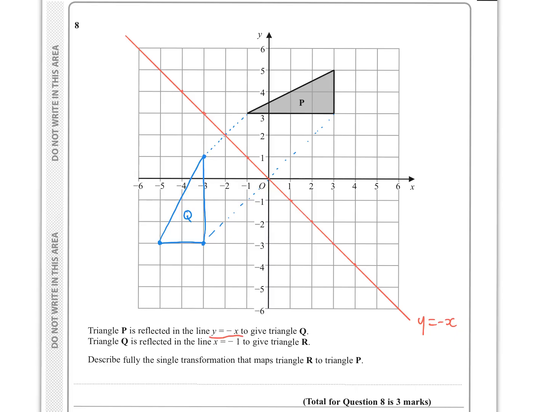Triangle Q is reflected in the line x equals negative 1. So what's that going to look like? Well, there's x equals negative 1. And what we're going to do is be careful. So 2 away from there, and then 2 the distance from there. And then likewise this one here. I might change the colour to something else. Let's have a look.